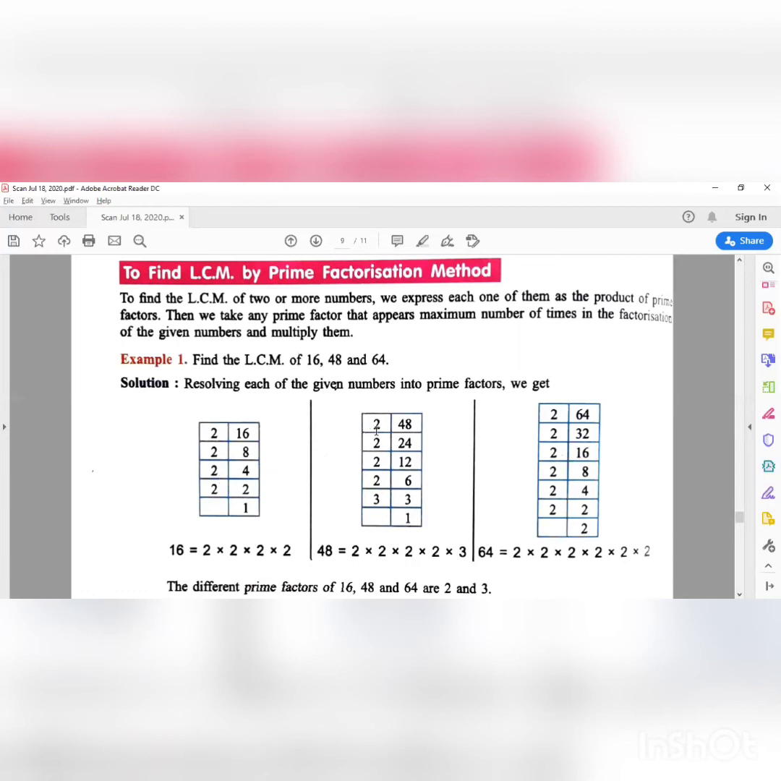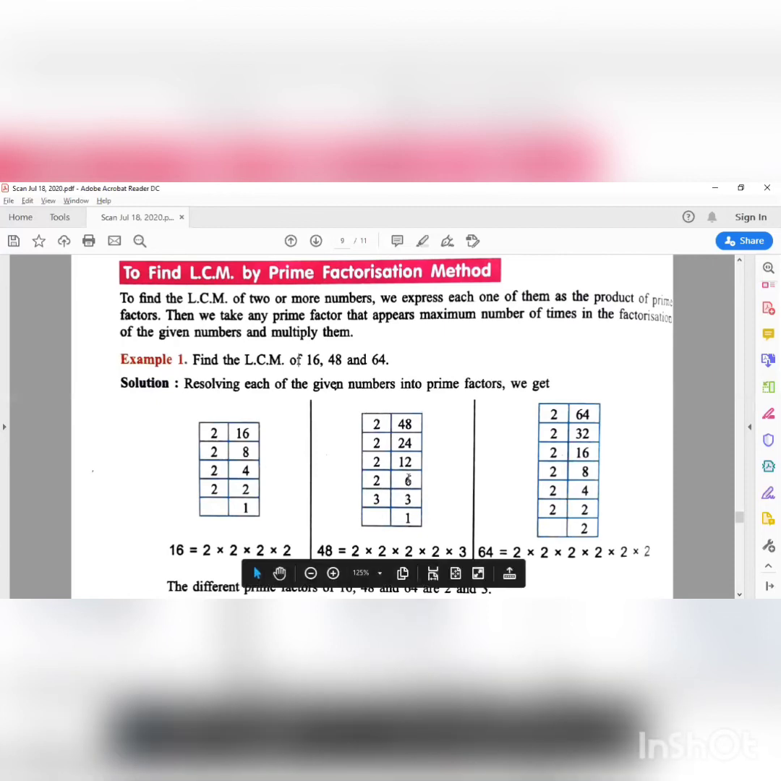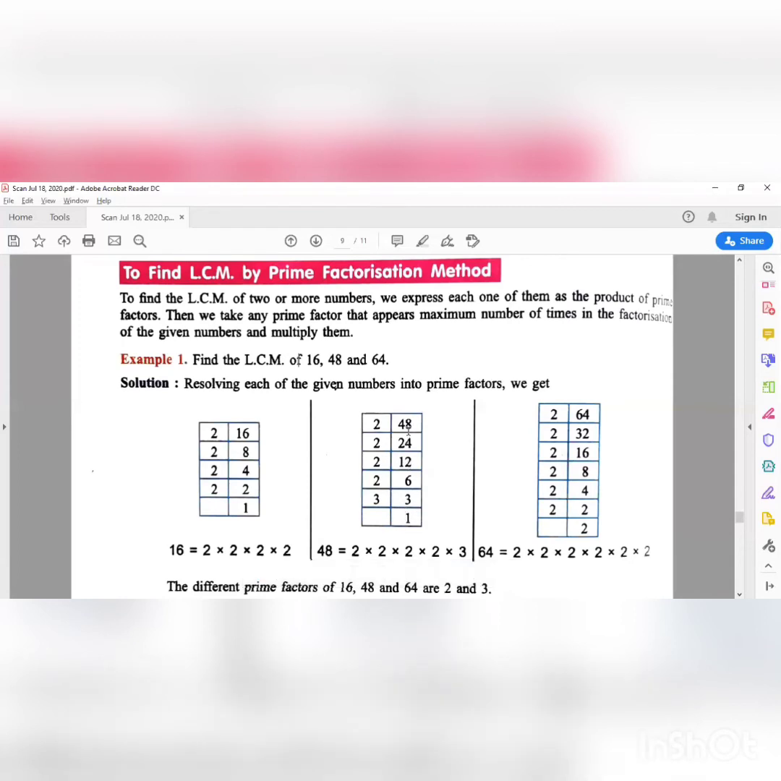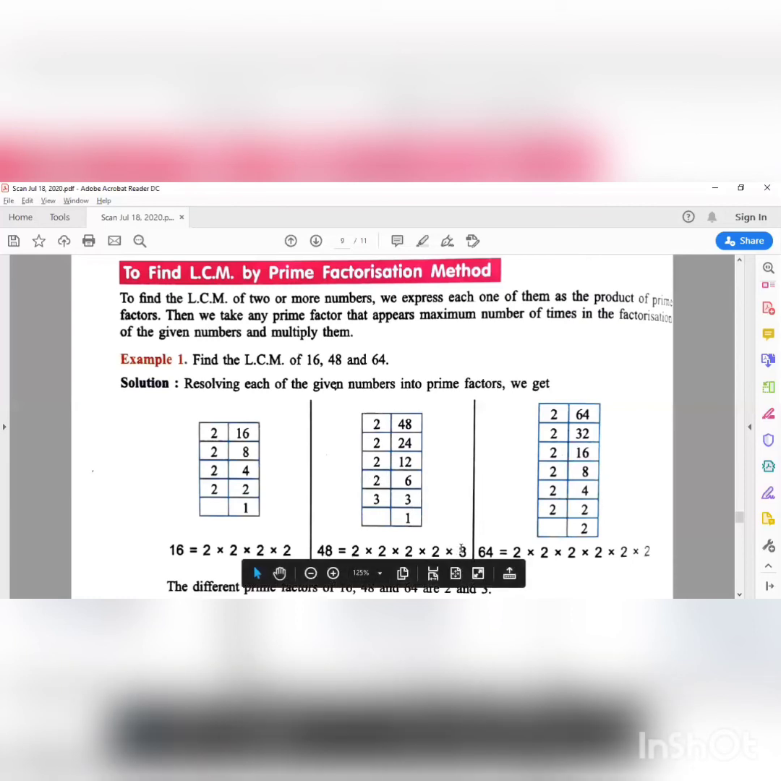Next, we have to express 48 as the product of prime factors. So 48, 2 multiplied by 24 is equals to 48. Next 2 multiplied by 12 is equals to 24. Next 2 multiplied by 6 is equals to 12. Next 2 multiplied by 3 is equals to 6. Next 3 multiplied by 1. So how can 48 be expressed? 48 can be expressed as again 2 to the power 4 multiplied by 3.